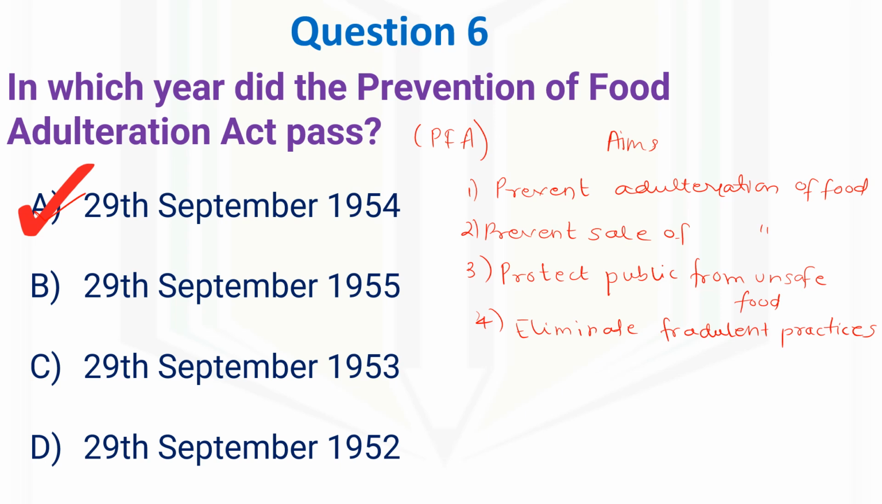So under this act we have the prevention of adulteration of food. It will prevent the sale of substandard or adulterated food. It will also protect the public from unsafe food by providing awareness, and the last one is to eliminate fraudulent practices. Adulteration of food is the alteration of food quality done deliberately with the aim of economic advantage that will change the properties of food, including its color, texture, weight, taste, volume and shelf life, etc., and the food will fail to meet the legal standards. So that is called adulteration. So here our correct option is 29 September 1954.